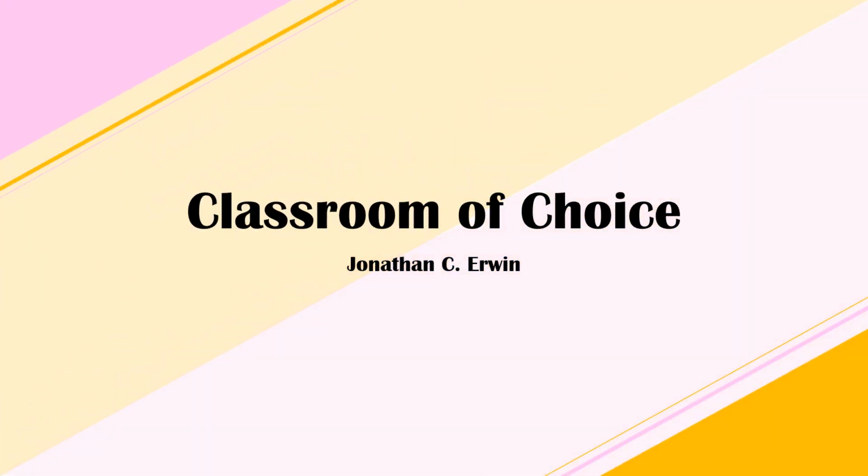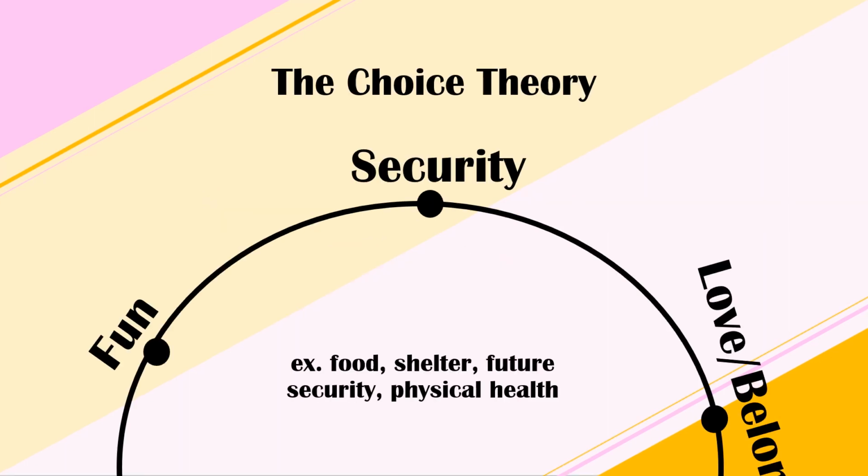Today I'm going to be talking about the book that I read, Classroom of Choice by Jonathan C. Erwin. So, the backbone of this book is something called choice theory, developed by Dr. Glasser, and it takes five components that are essential to human nature.